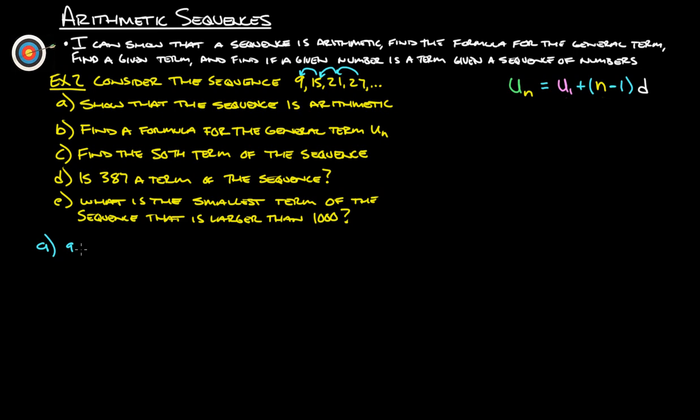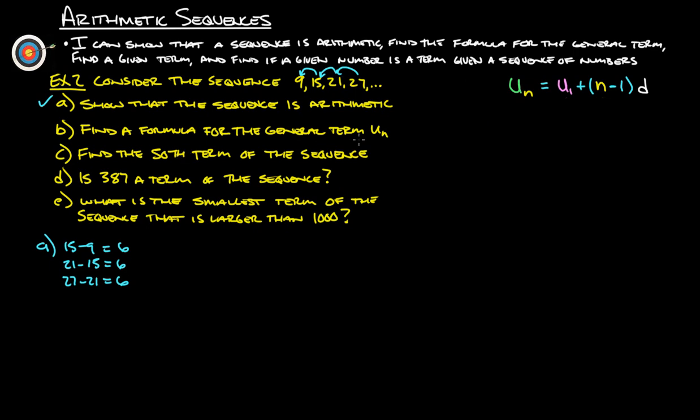So we do 15 minus 9, 21 minus 15, and 27 minus 21. Hopefully these are all going to be the same. 15 minus 9 is 6. 21 minus 15 is 6. 27 minus 21 is 6. We have shown that it's going up by 6 each time, so we have shown that the sequence is arithmetic.